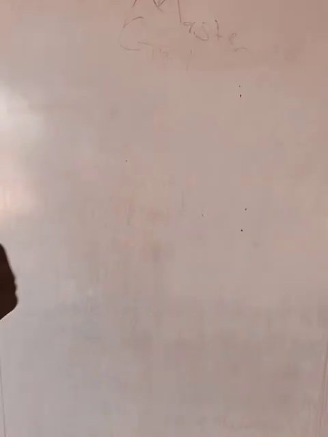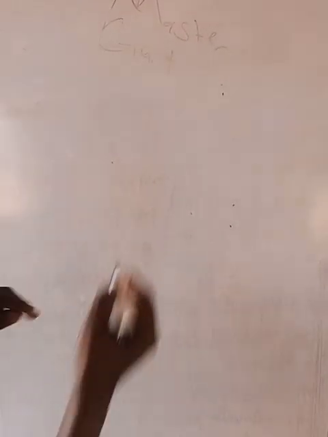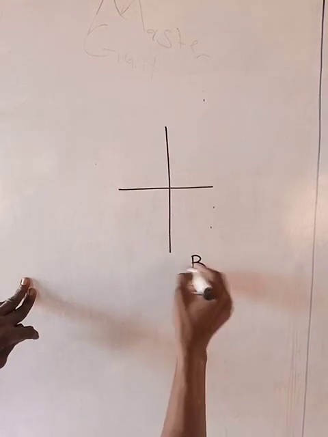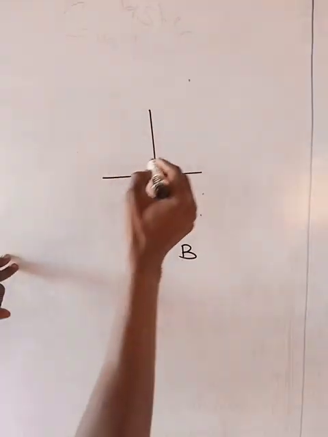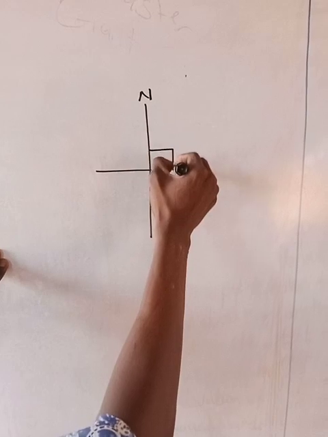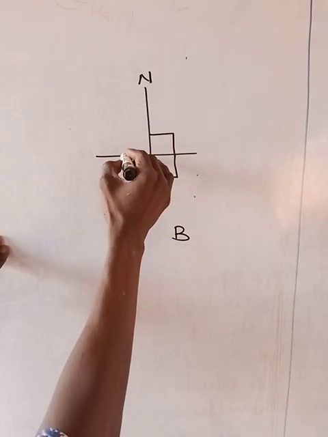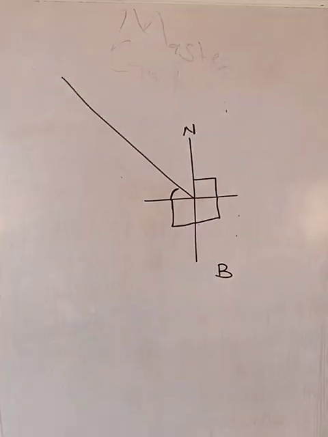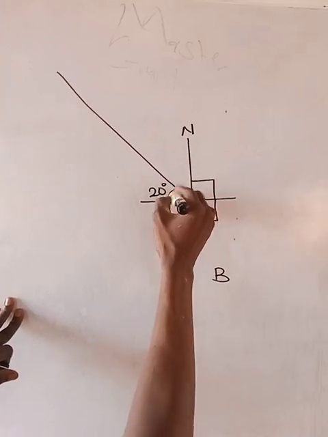The bearing of a point A from point B. So we are starting from point B. This is point B. The bearing of point A from this point B is 290 degrees. I said bearing starts from north. So 290 degrees: this is 90, this is 90, this is another 90. That's 270, then you have 20 now. Note that we are not measuring to scale.